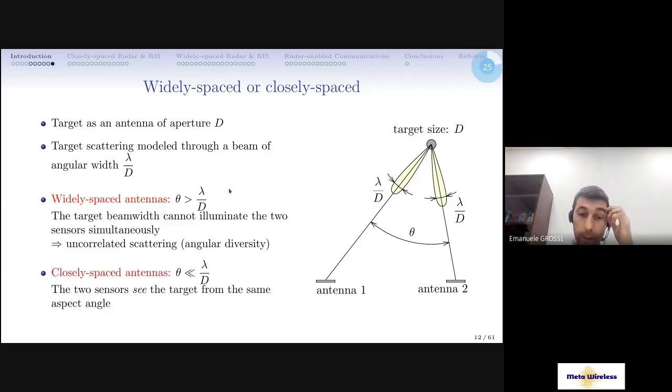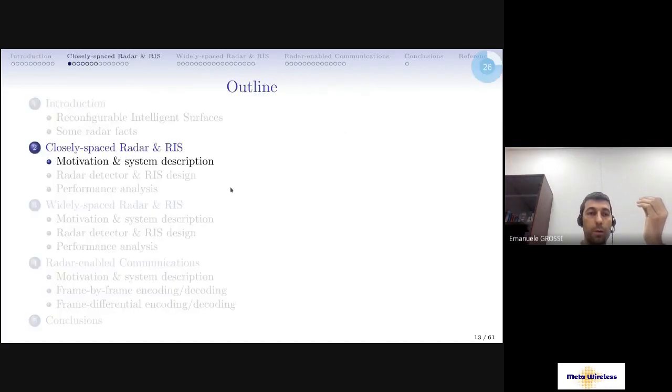In the closely spaced case, instead, theta is much smaller than the beam width of the target scattering, lambda by d, and in this case, the two sensors see the target from the same aspect angle. So, this ends the first part of the presentation, the introduction. I will give the stage to my colleague Luca Venturino for continuing the presentation.